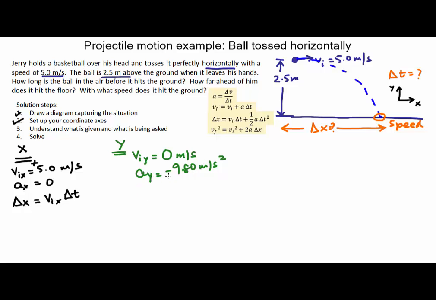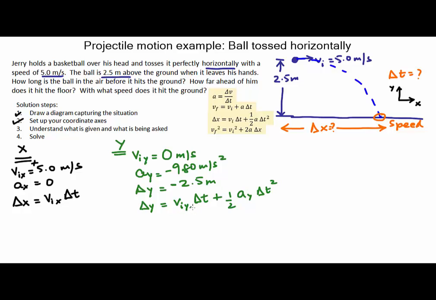And I also have something else in the y direction. I have the total displacement. So delta y is 2.5 meters, but I've got to be careful. It's a negative 2.5 meters because it's moving in the downward direction. Final position minus initial position will be a negative value. So that's what I have. And now I can look at this third equation here and write it in the form that we need to use it here. Delta y equals VIY times delta t plus 1/2 AY times delta t squared.